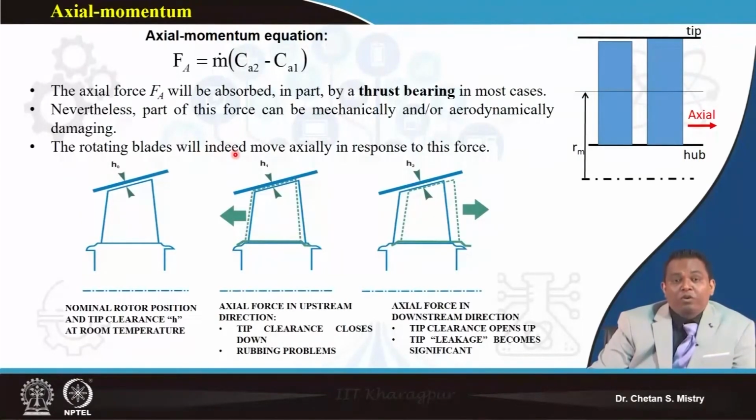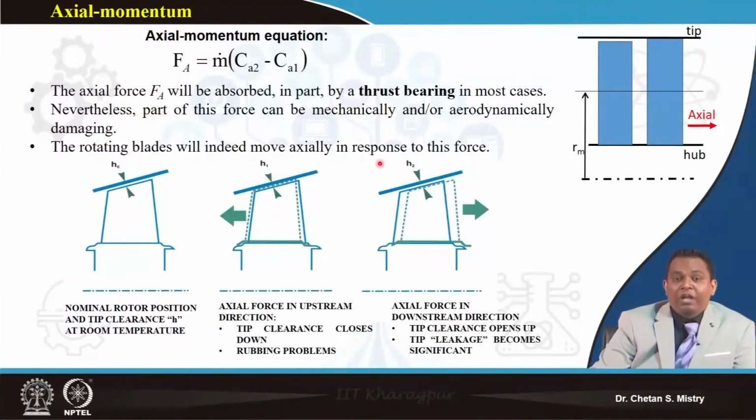Now suppose the axial force is acting in the axial direction, as shown here. There may be a possibility that my rotor will move in the forward direction, in the upstream direction. Then the clearance we have provided between the casing and the rotor is going to reduce, and there may be chances that the rotor will touch the casing, which will give a catastrophic failure. In the past, many such failures have happened.